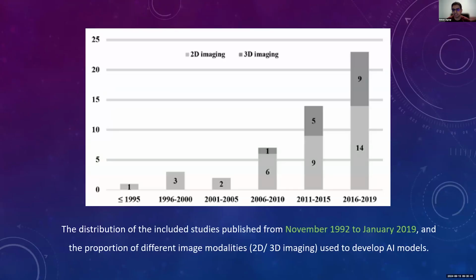When AI started in research, you would see that the lower column shows only panoramic or 2D imaging. But now you can see there's a lot more 3D imaging research going on in the AI aspect.